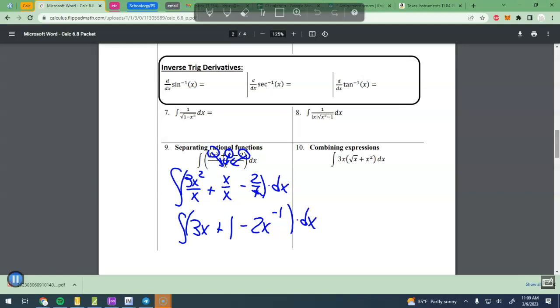Right, yeah. So this is new territory. This is just go with your rules. So add 1 to the power, multiply by the reciprocal of the new power. So take 1/2 and multiply it by 3. And that'd be 3 halves. Plus, what's the integral of 1?